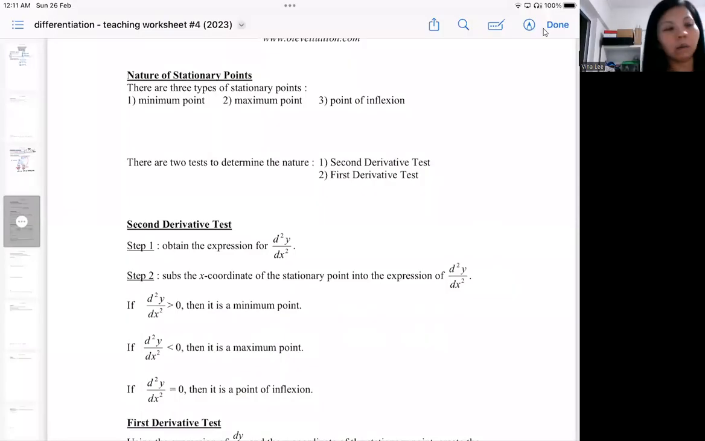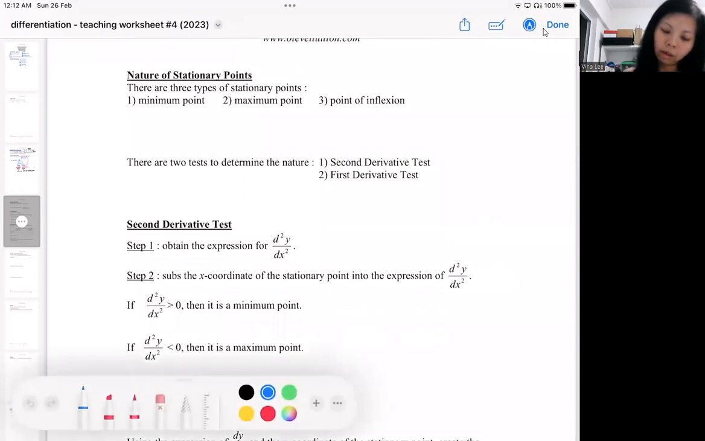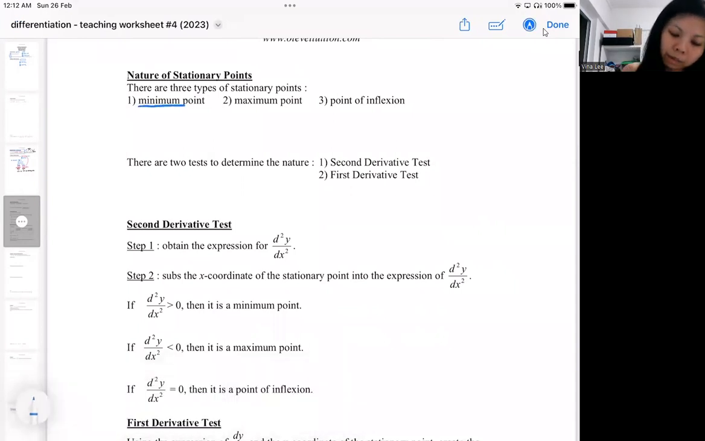Okay, so just now we already explored how to calculate the coordinates of a stationary point. Right now we're going to explore the nature of a stationary point. There are three types of stationary point.